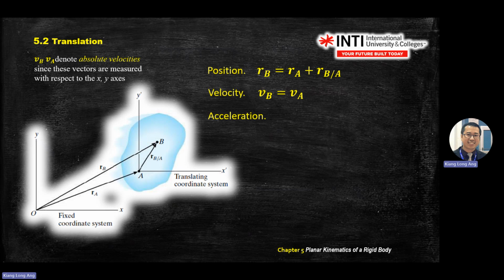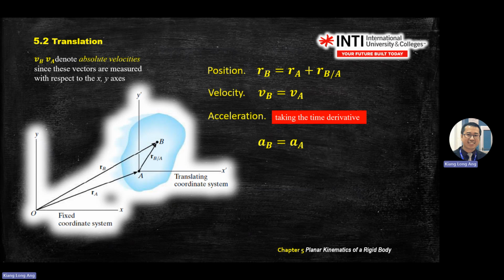Acceleration is still the same. We apply the chapter 1 definition. How to get acceleration? a equals dv/dt. We take the time differential of velocity. We differentiate this one, and you will get acceleration B equal to acceleration A. This is in translation mode. Translation means orientation is the same.